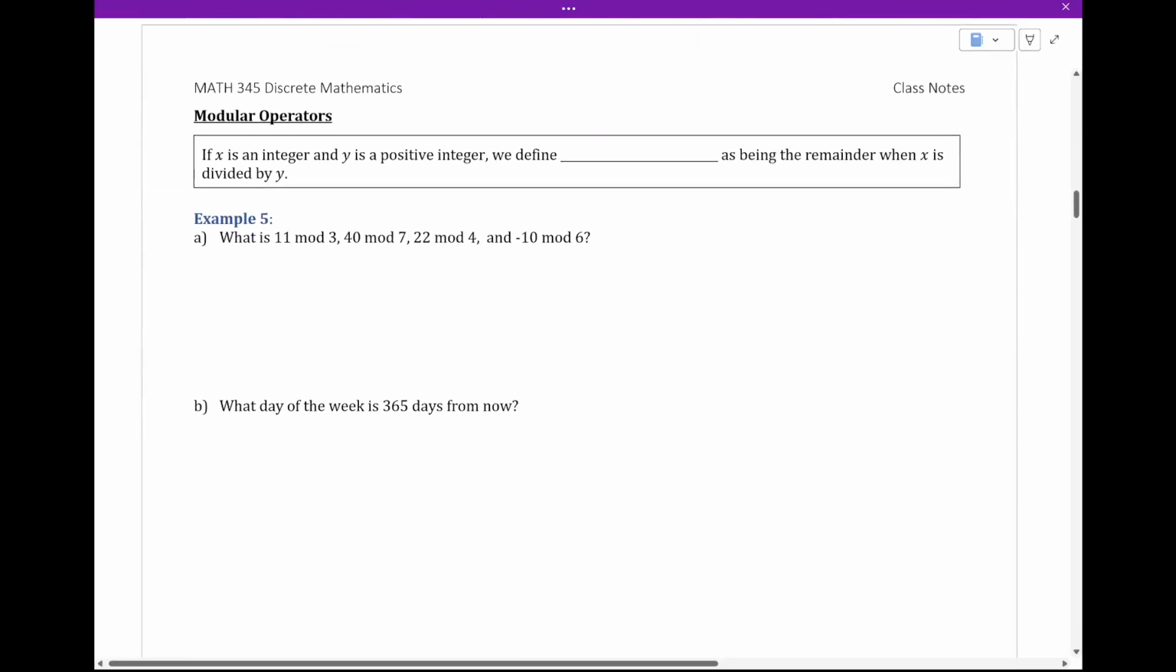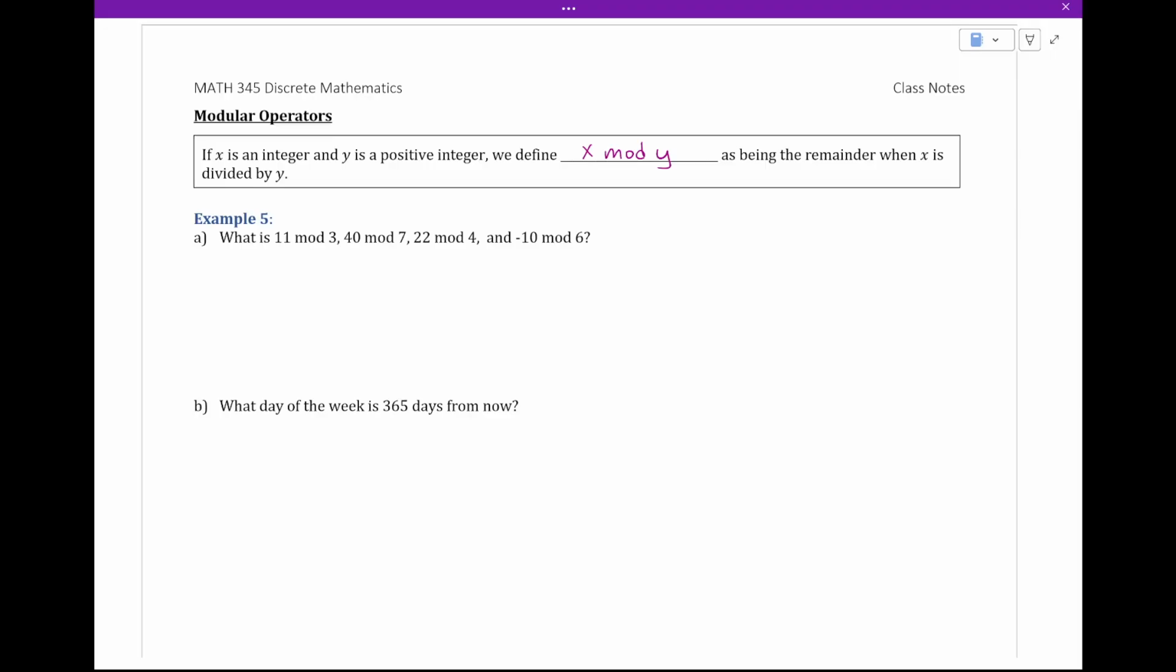First up, we have modular operators. If x is an integer and y is a positive integer, we define x mod y as being the remainder when x is divided by y. You see mod a lot in computer science applications. They use a modulus operator a lot.